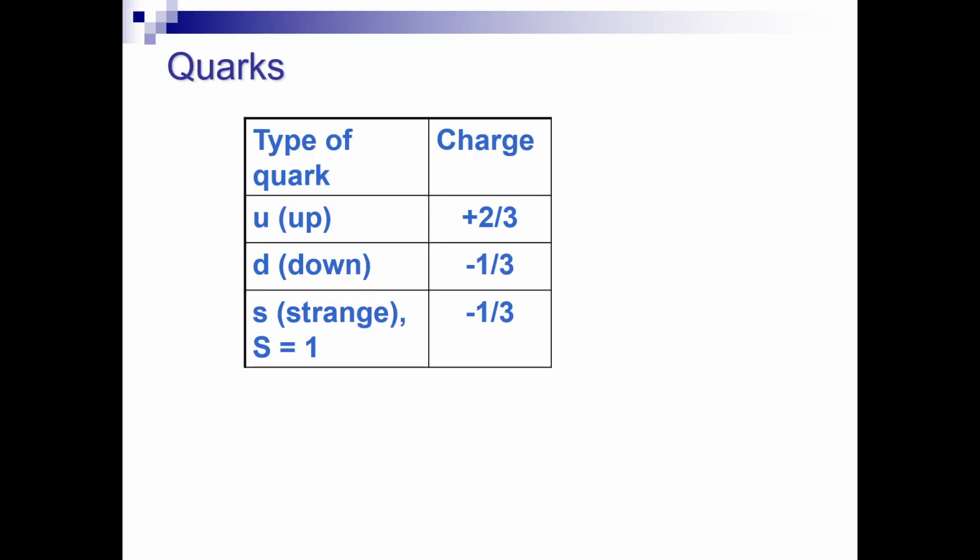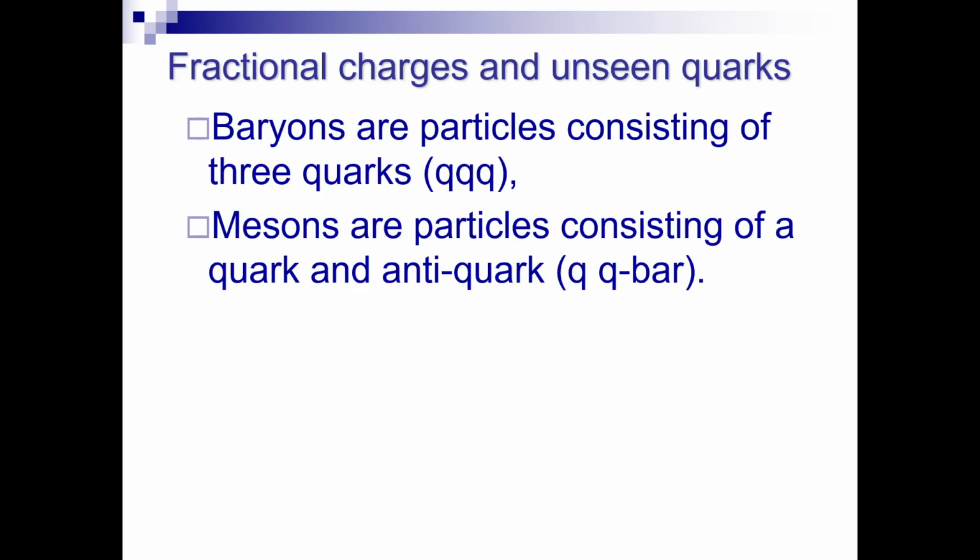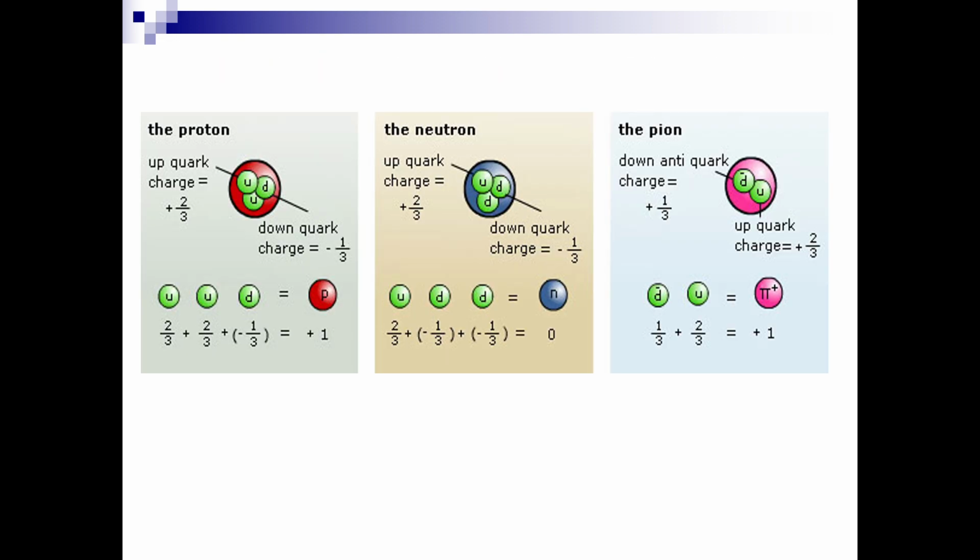These are the quarks. The up quark is 2/3, the down quark is -1/3, the strange is -1/3. The baryons have 3 quarks. The mesons have a quark and an antiquark. So if you look at the proton, that's up, up, down: 2/3 plus 2/3 minus 1/3 is +1. The neutron has 2 down quarks and 1 up quark, and it adds up to 0.